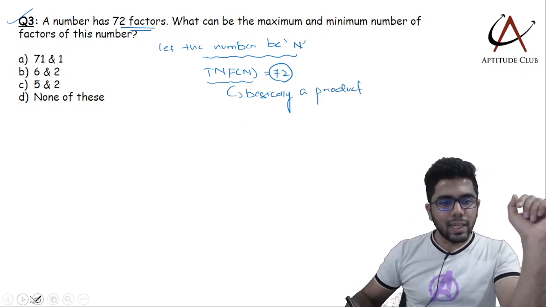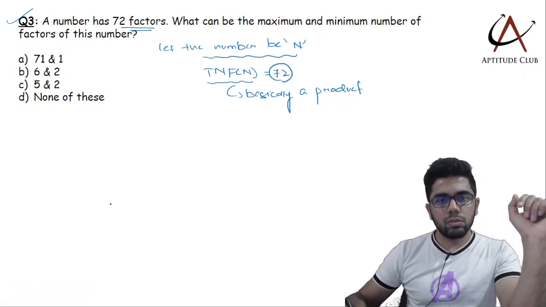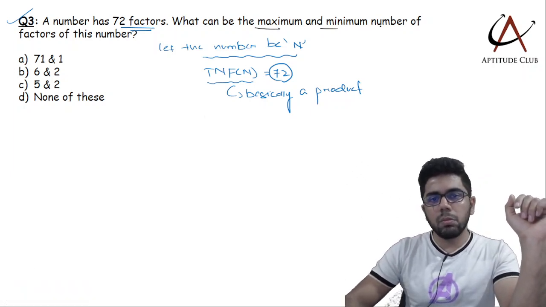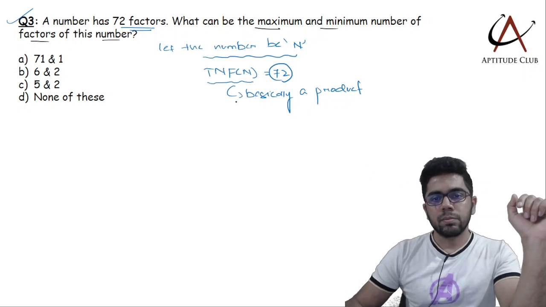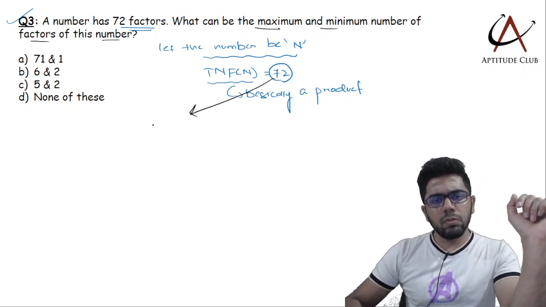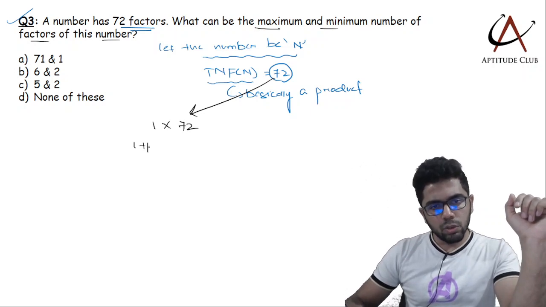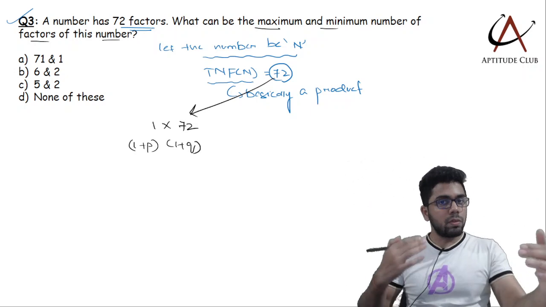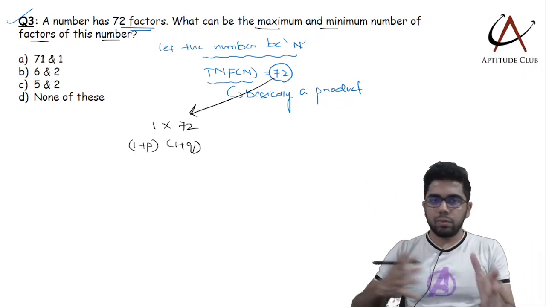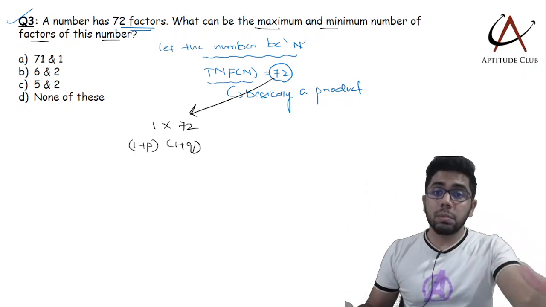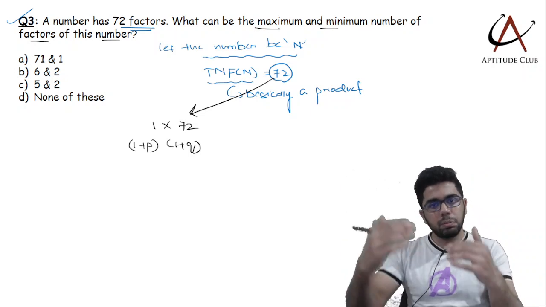तो I'll try and break 72 as product. तो बोल रहा है उसका मैक्सिमम एंड मिनिमम नंबर ऑफ फैक्टर्स कितने हो सकते हैं. तो 72 को मिनिमम वे में यू कैन ब्रेक इज लाइक 1 into 72. So if you compare this with 1 plus p into 1 plus q, it's like we are going reverse. पहले हमें नंबर पता था तो फैक्टर्स निकाल रहे थे. अभी फैक्टर्स पता है तो नंबर क्या हो सकता है, एक एक स्टेप पीछे आ रहे हैं.